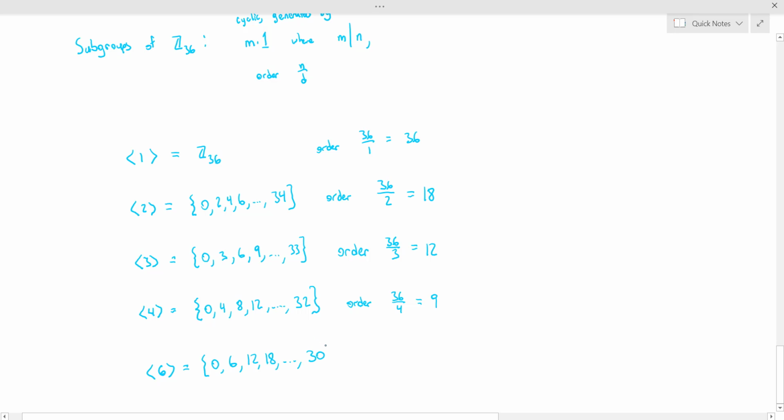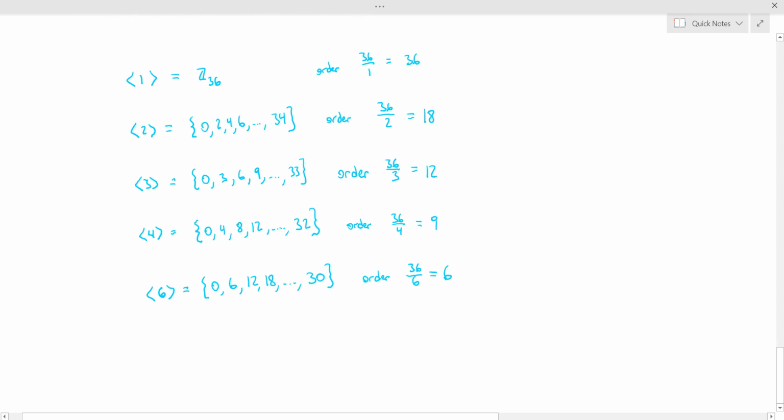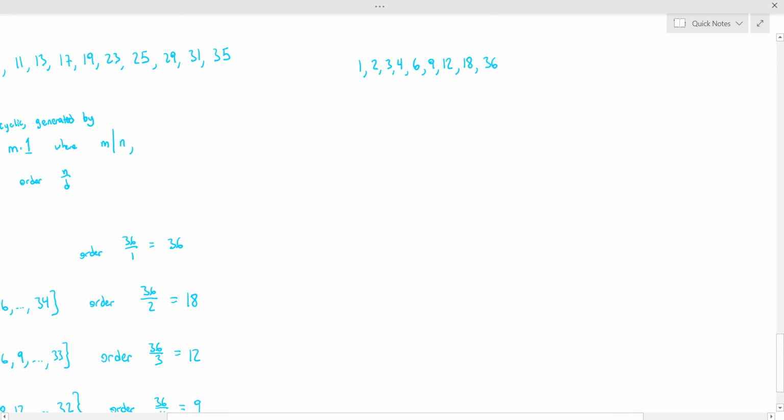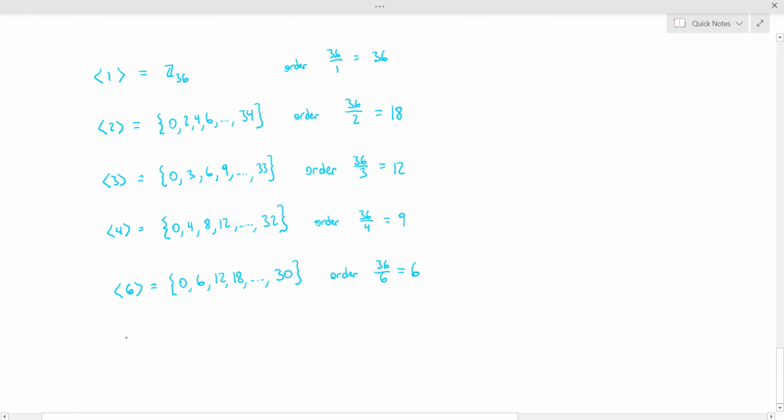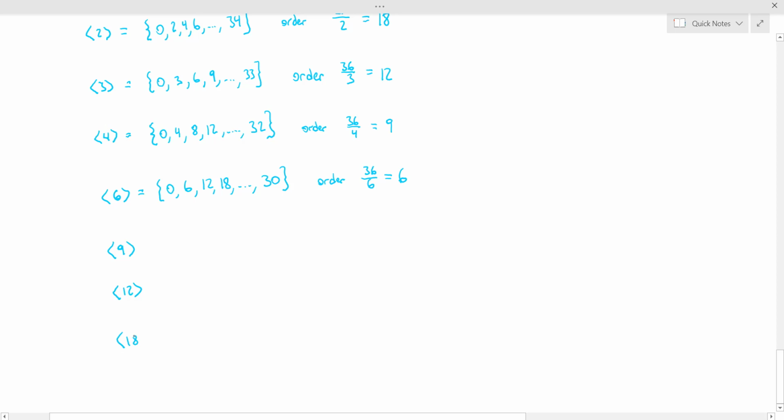Up to 30, and then 36 becomes 0. The order of this cyclic subgroup is n over d, so 36 over 6. And then we have 9, 12, 18, and 36. Okay, so let's do 9, 12, 18, and 36.